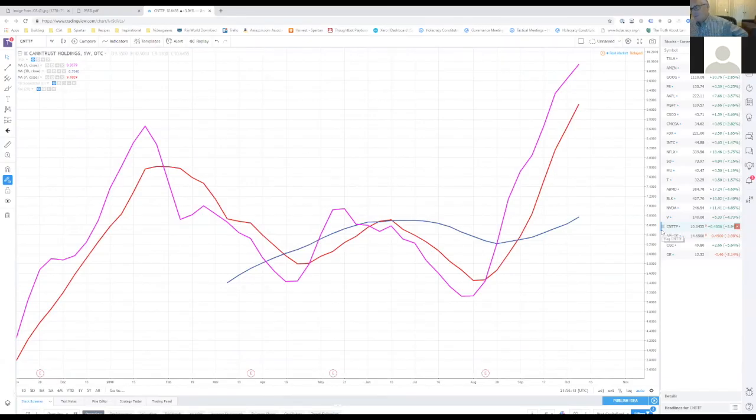Very interesting. These are the marijuana stocks. This is CanTrust. It does not correlate to anything we've looked at before. It has not been around very long. How do you know that? Because this is where the long-term moving average starts. That means it wasn't around long enough.